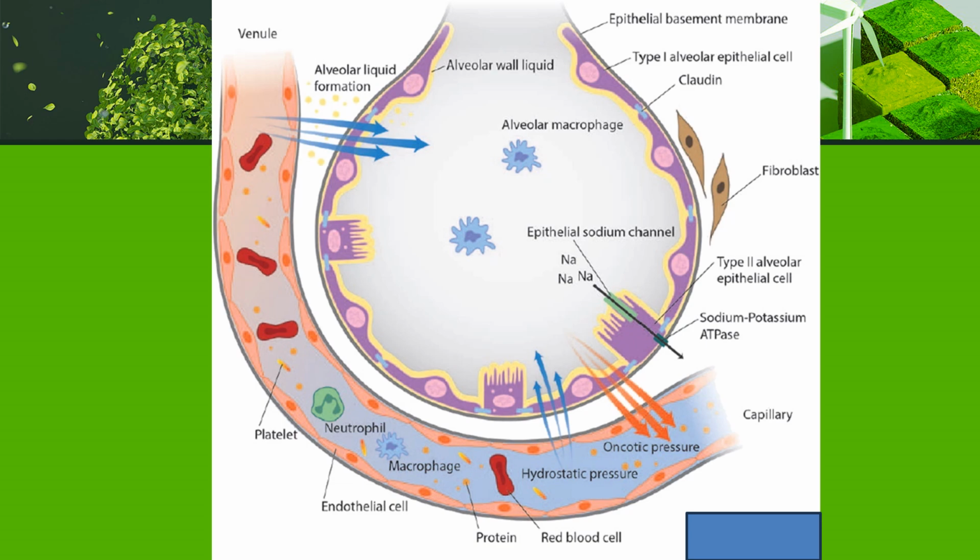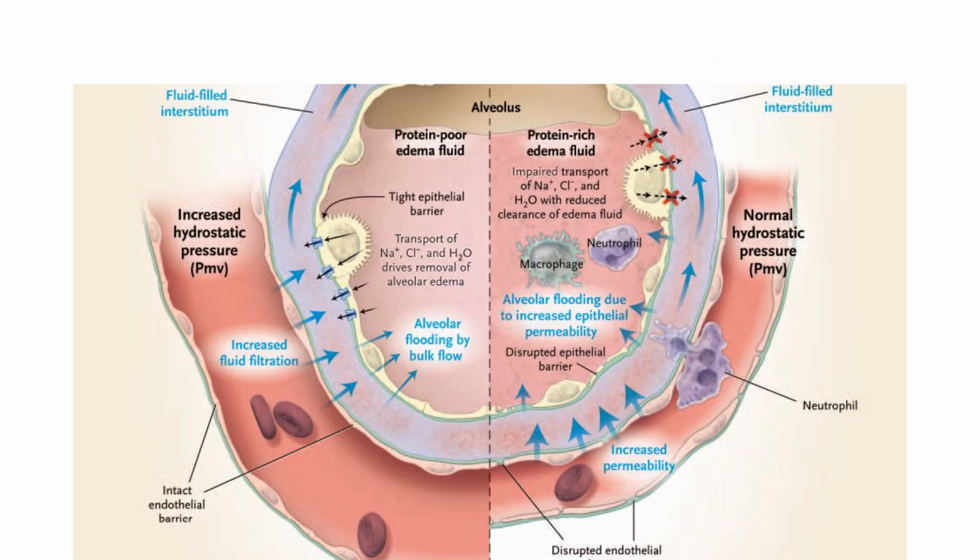In this diagram, we can see the pathophysiology of both cardiogenic pulmonary edema and non-cardiogenic pulmonary edema, also called hydrostatic pressure edema and permeability edema. The third type is a combination of both hydrostatic pressure and permeability.